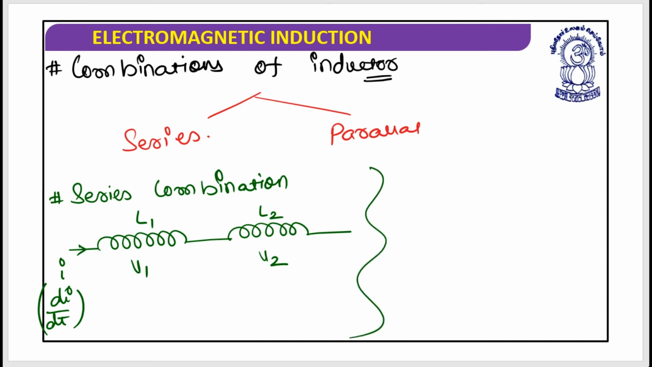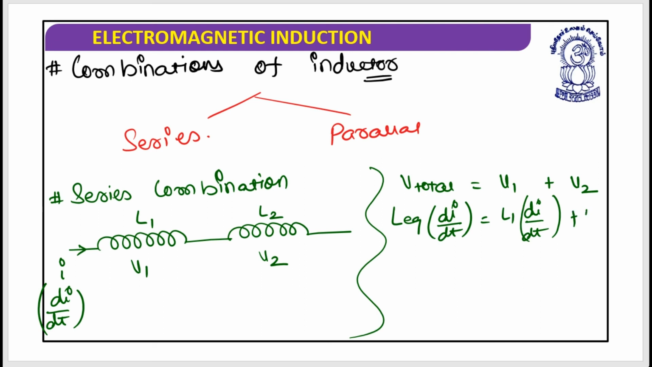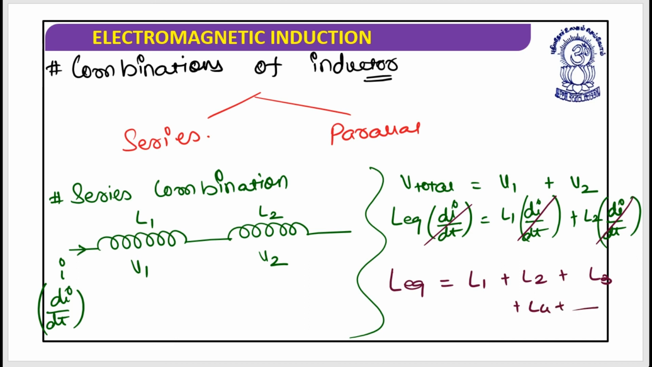So when they are connected in series, I can write V total equals V1 plus V2. When I call it V total, this equals L equivalent of di by dt. This equals L1 into di by dt plus L2 into di by dt. So di by dt, di by dt, and di by dt, this has been cancelled, and I am left with L equivalent equals L1 plus L2. In generalized terms, L1 plus L2 plus L3 plus L4 up to Ln.